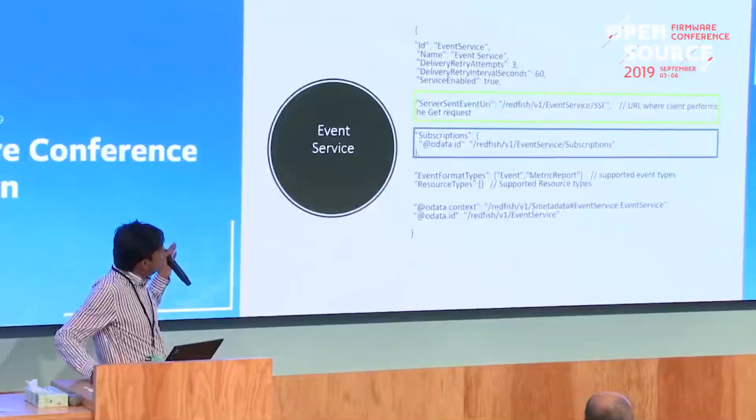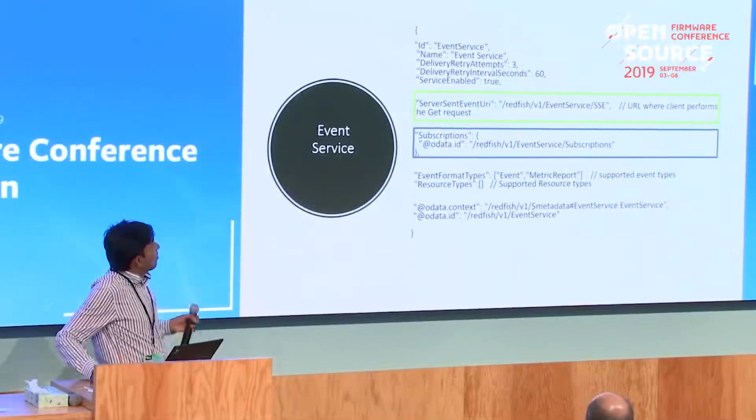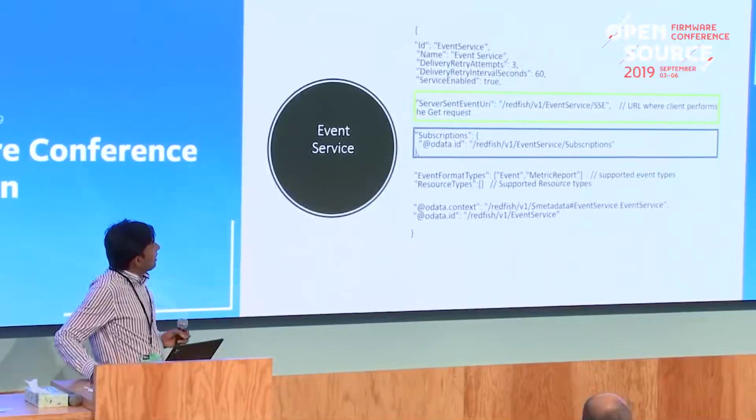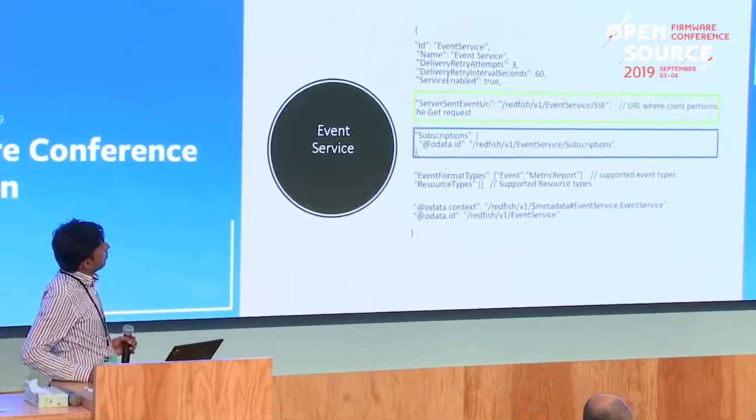The delivery retry attempts tells, if the BMC tries to send data to the subscribed client and it fails, how many times the retry will happen. And similarly the retry interval seconds tells what would be the interval before attempting a second retry.